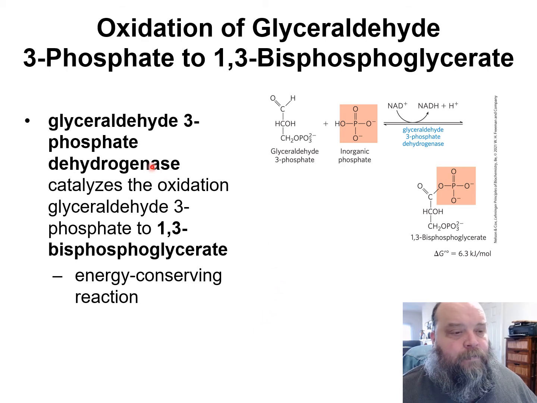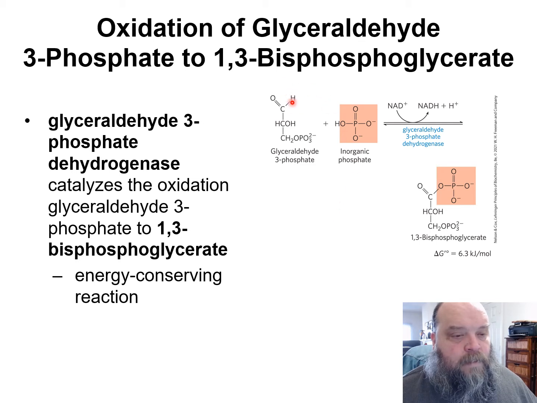So first off, glyceraldehyde 3-phosphate dehydrogenase. This enzyme is going to take G3P and free-floating inorganic phosphate. This is not associated with any ATPs, ADPs, AMPs, whatever. It's just in the cytoplasm. It's also going to, in the process, take NAD+ and reduce it to NADH.